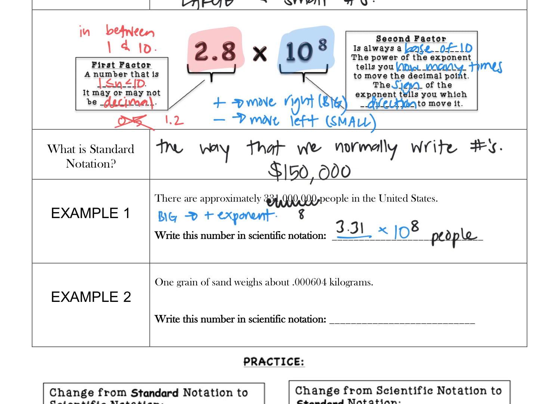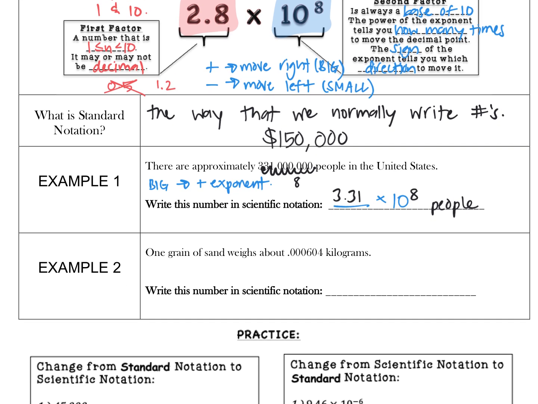Okay, our next example, we have 1 grain of sand that weighs about 0.000604 kilograms. We want to write this number in scientific notation. So we've got a really small number, which means we're going to have a negative exponent. So wherever our decimal point is, we know we're going to have something times 10 to a negative exponent.